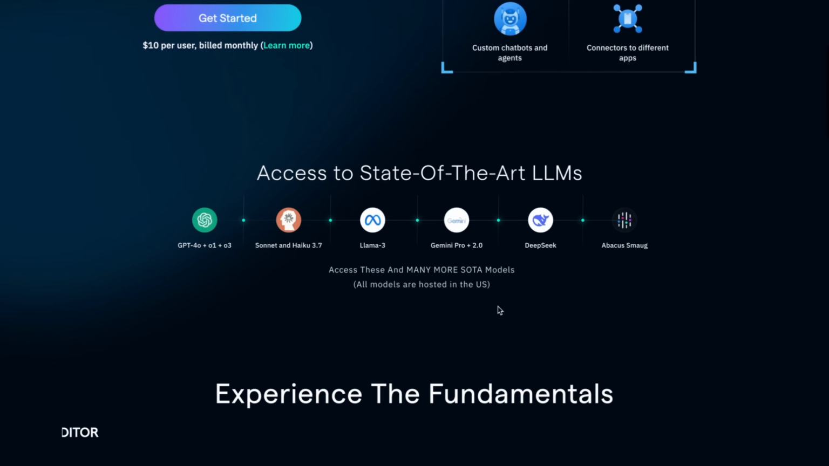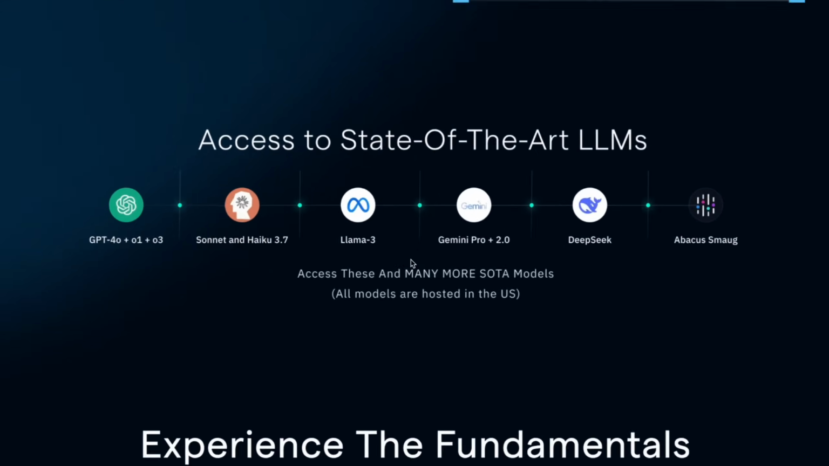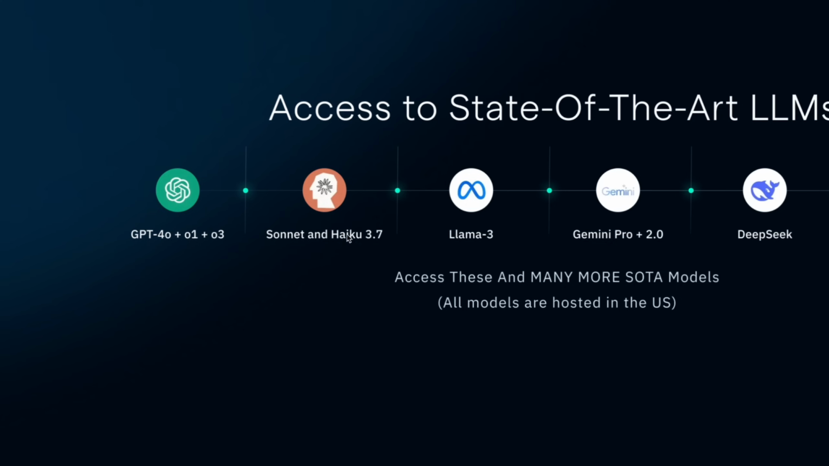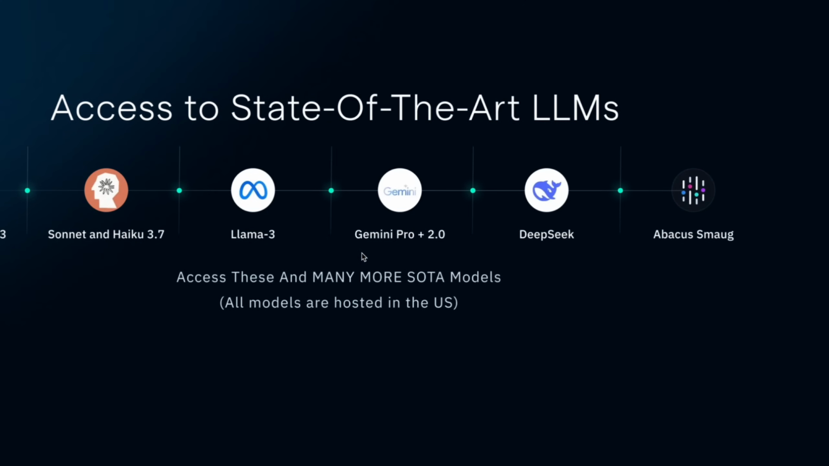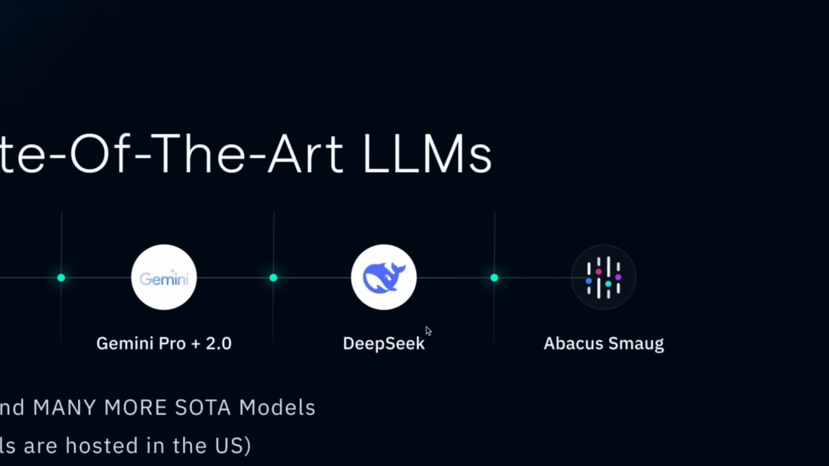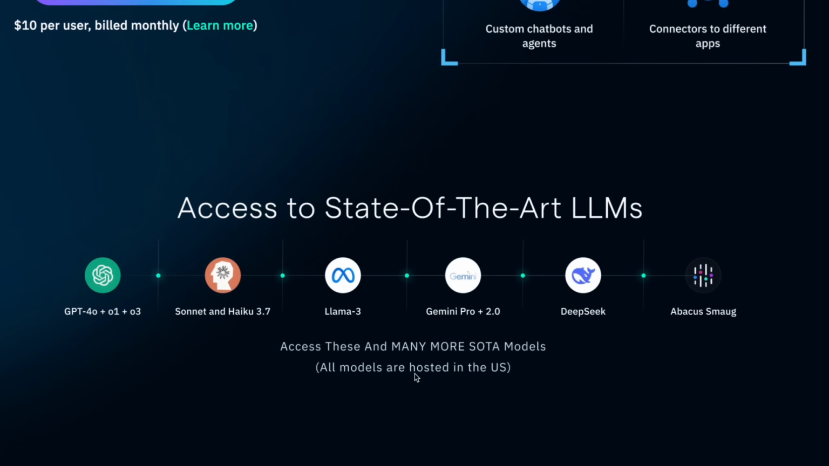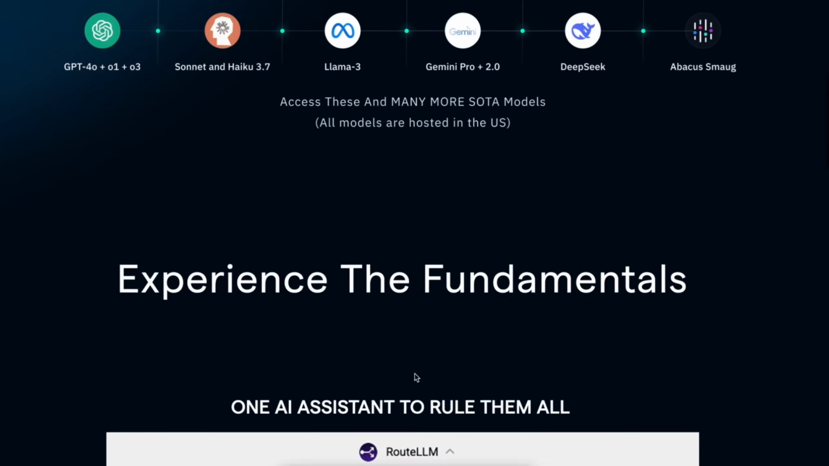You can access all of the language models, or of the top language models, I would say. You have ChatGPT 4.0, o1, o3-mini, and many more. You have Sonnet and Haiku 3.7, you have Llama 3, you have Gemini Pro 2, DeepSeek, and Abacus Smaug. So as you can see, the most powerful language models are available here, and there is more than that.